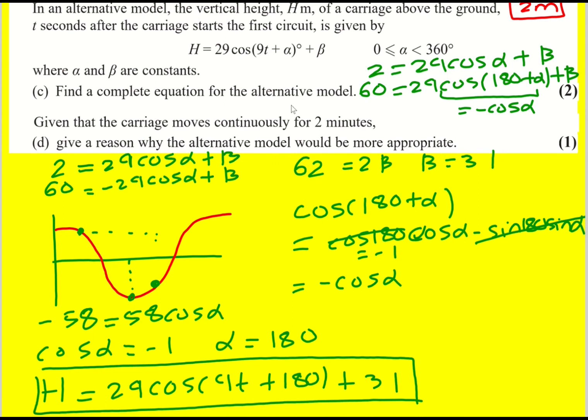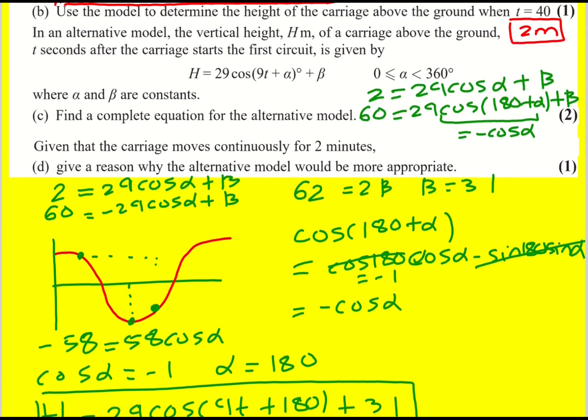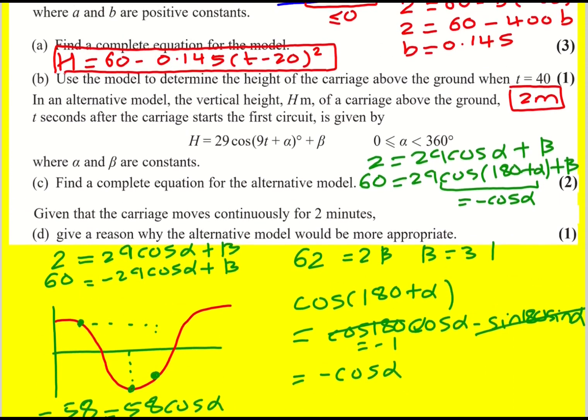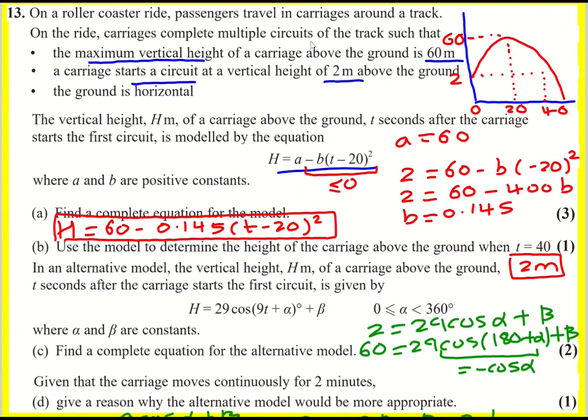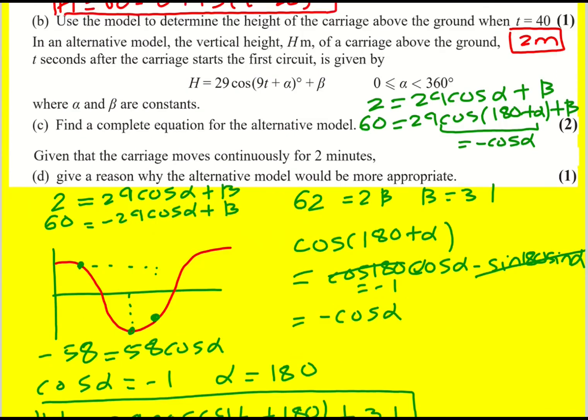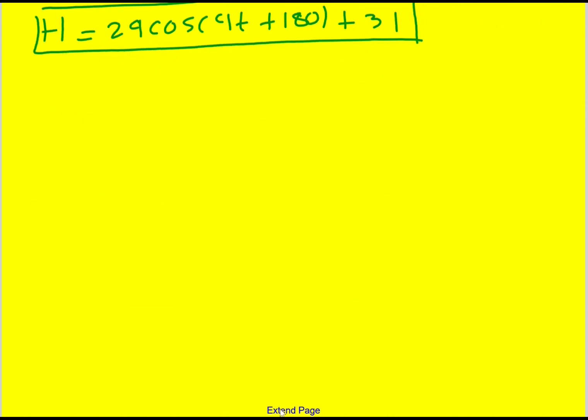Finally, given that the carriage moves continuously for 2 minutes, give a reason why the alternative model would be more appropriate. Now we can see with the alternative model, it's just going up and down and actually just continuing like this repeatedly, so that kind of makes sense for lots of circuits. So as long as you talk a bit about that, I would also mention that the quadratic meanwhile actually just becomes more and more negative as t increases. So as long as you write some words down along those lines, that's okay.